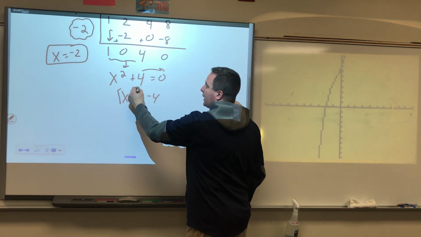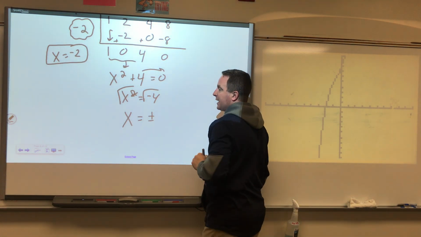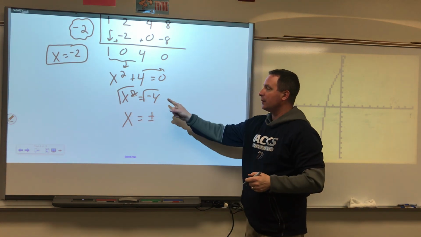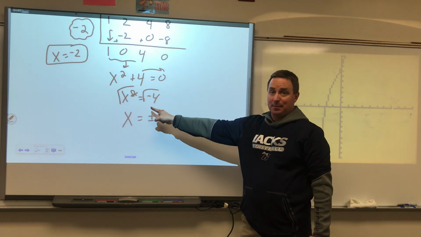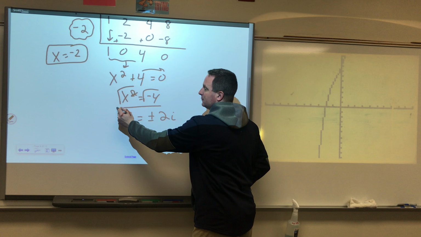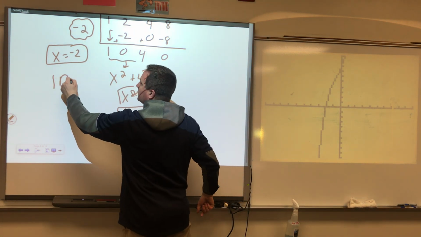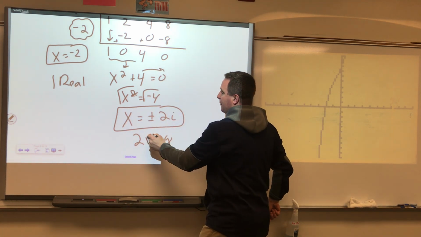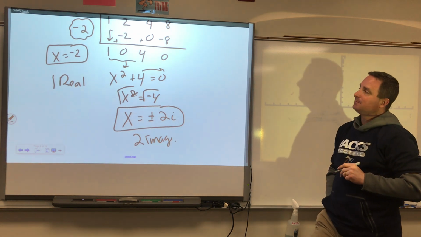And then to get rid of the square, I square root both sides. They cancel out. And remember, before I do anything, I always get a plus or a minus when I do that square root. And the square root of 4 is 2. But because it's a -4, it's also going to have an i on it. Okay? So it has 1 real solution, and then 2 imaginary solutions. Okay? And there they are.